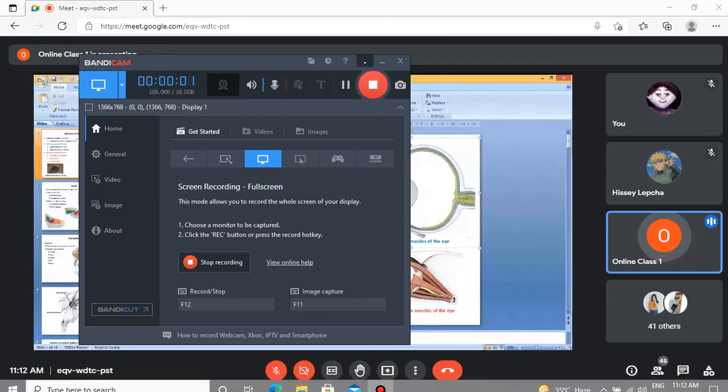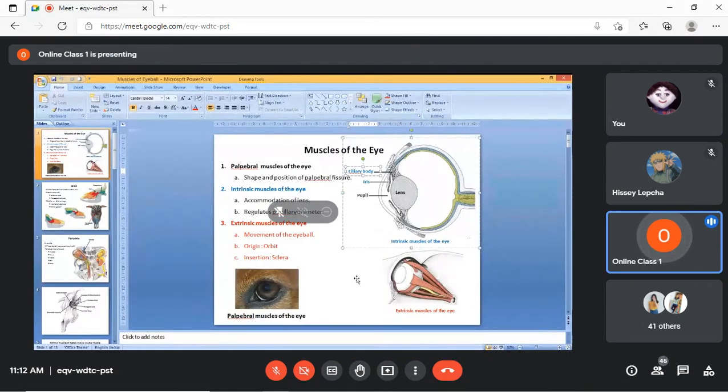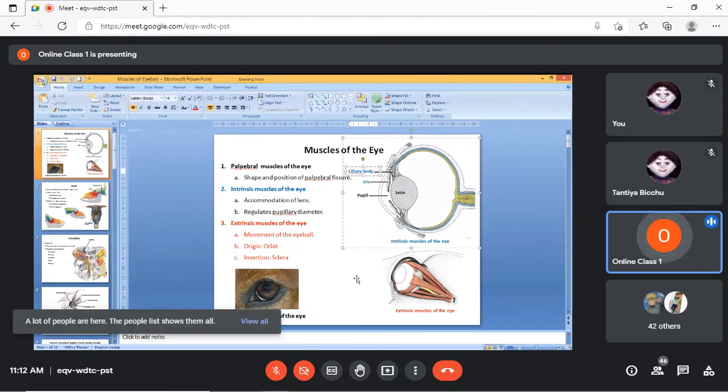Related, they are mainly responsible for the accommodation of the lens. Accommodation of the lens means, when we try to see something, when we try to focus on something, that focusing is basically done by changing the shape of the lens. If the muscles present in the ciliary body contract, the lens will get extended or somewhat flattened.